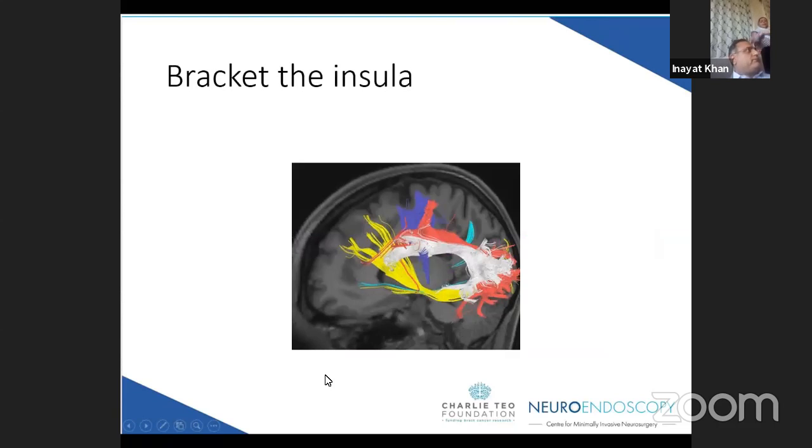So in the insula, the key point is to stay inside the insula. Don't get too high, too low, too posterior. This is your only safe area.